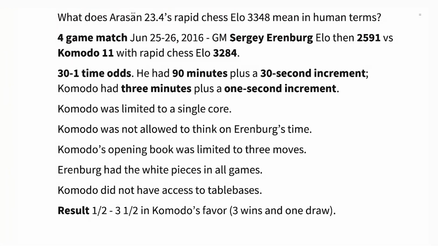Result: Komodo won, 3 wins, 1 draw. Ehrenberg got half a point for the draw, and Komodo got a half for that draw, and it also got 1 point for each of its 3 wins. So definitely a lot stronger. And Arasan 23.4 is a bit stronger, being Elo 3348 in contrast to Komodo 11 with 3284.